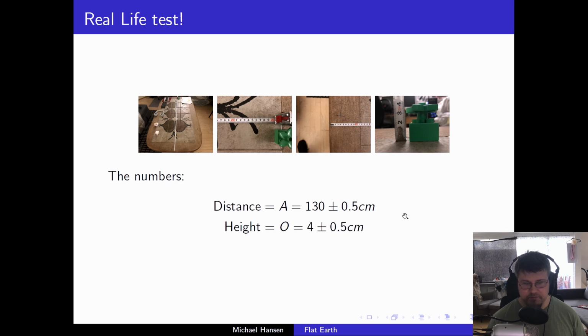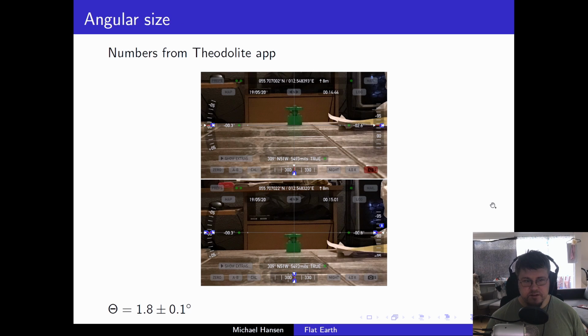All right. So in order to measure the angular size, I use a little app on my phone called Theodolite. Now that app can do a heck of a lot of things. It can give you the exact position where you are. It can give you the exact direction that you're looking at. It can give you all kinds of different readings. It can even show me that I'm approximately 8 meters above the surface of the earth. That is the water surface.